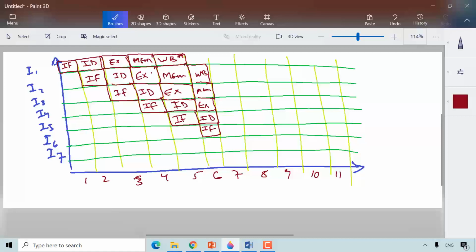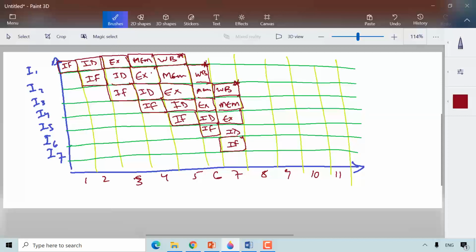In the seventh cycle, the second instruction is now completed. Now, in this seventh cycle, the third instruction goes to the write back stage, which is the last stage. The fourth instruction goes to the MEM stage. The fifth instruction goes to the EX stage, and the sixth instruction goes to the ID stage, and the seventh instruction starts the instruction fetch. So you can see the third instruction has completed now.